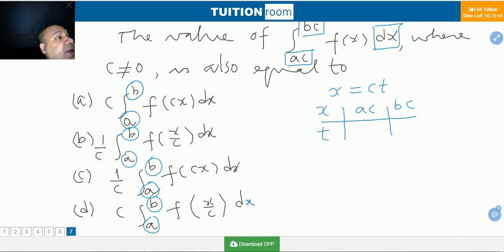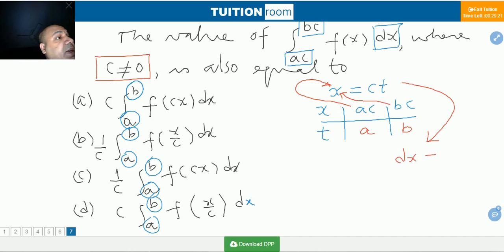If we put the value of x at ac, then c gets cancelled, we will get a. If we put bc, then c gets cancelled, because c is a non-zero number. Any non-zero number can be cancelled from both sides. We'll get b. And if we differentiate this relation, c is constant, we'll get this.